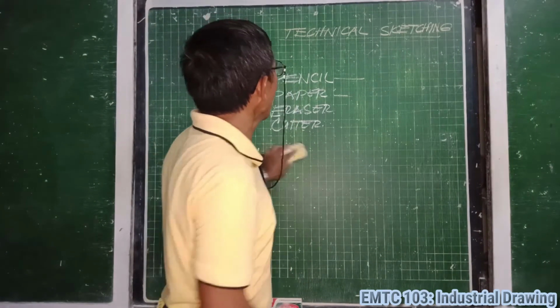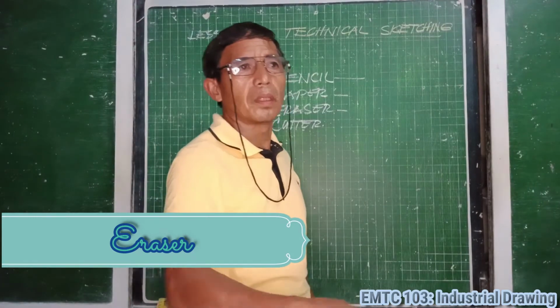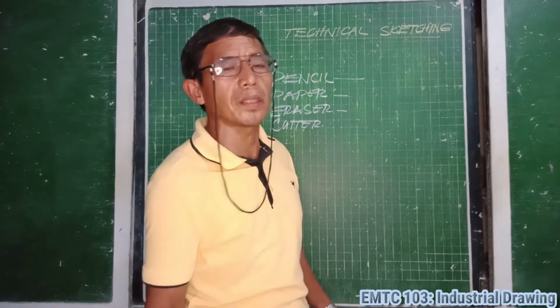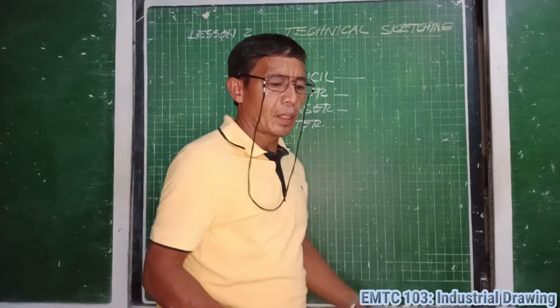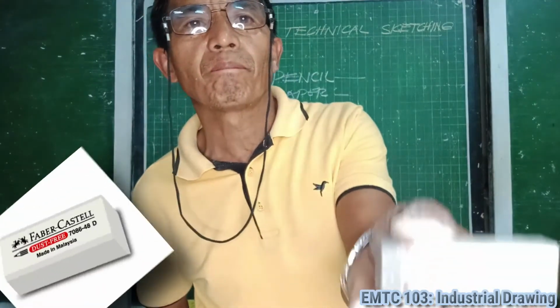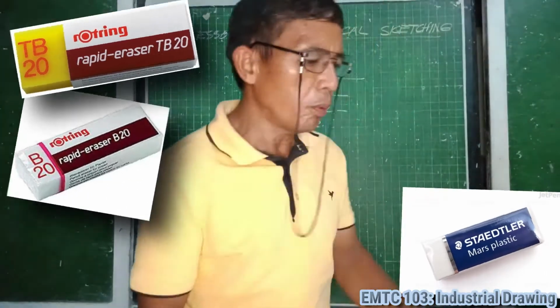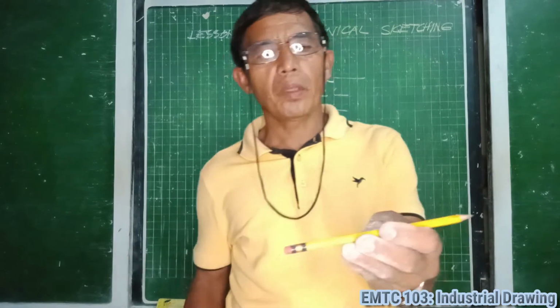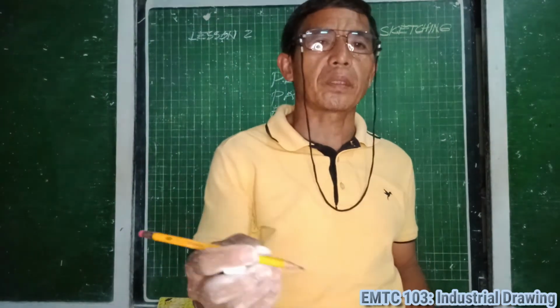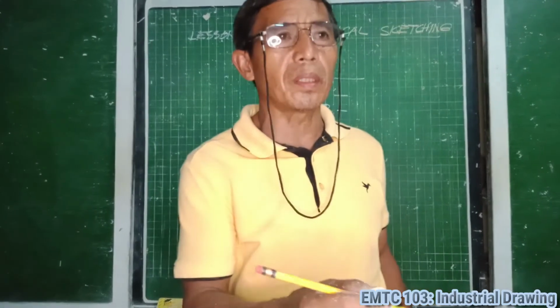Another material needed here is the eraser. We need erasers because sometimes we commit mistakes, or to remove excess pencil lines. One example of an eraser is the Faber-Castell. Or we can also use the Rotring or Staedtler brand. How about Mongol? Mongol could be used for ordinary work. It is not advisable for beginners to use this one because it produces a messy drawing.